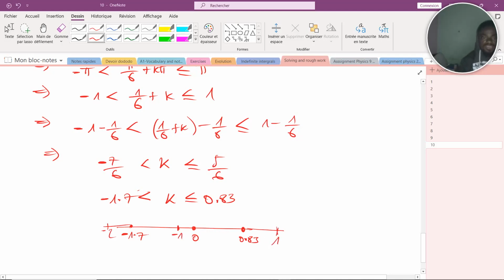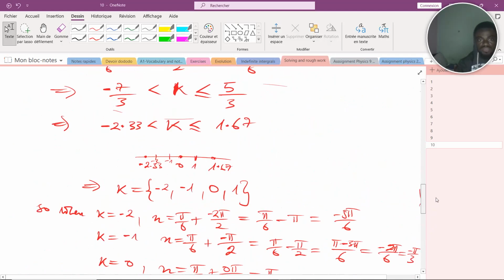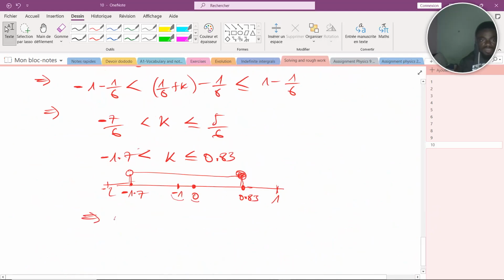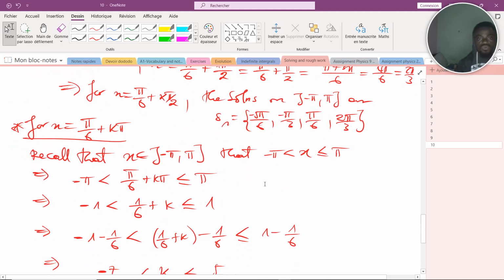So what are the integers? This is the interval that's concerning us. Open here and close here. Is that okay? What are the whole integers present here? We have -1 and 0 only. Is that okay? So we shall conclude by saying that our k here must be equals to -1 and 0 only. So we shall only substitute -1 and 0 here.